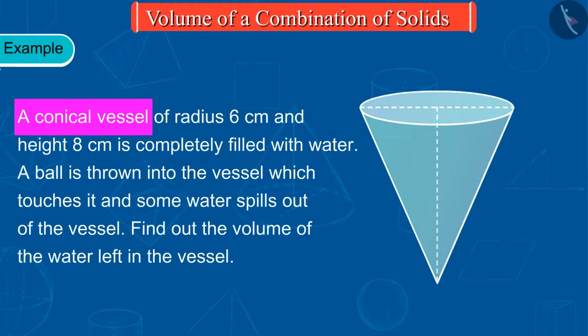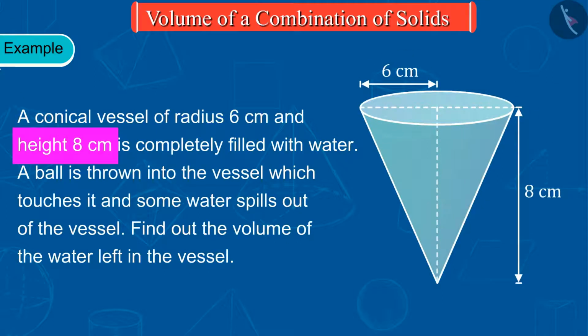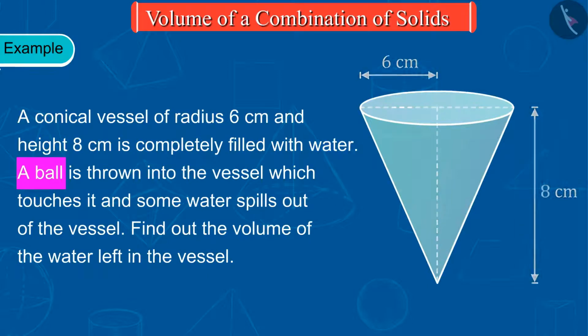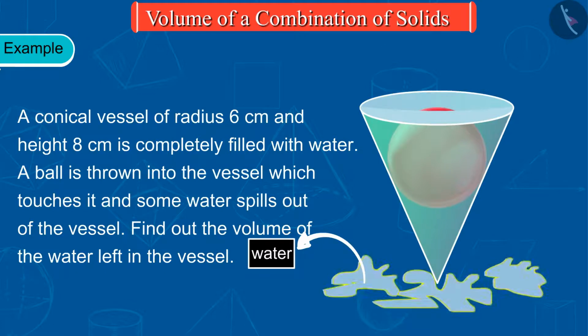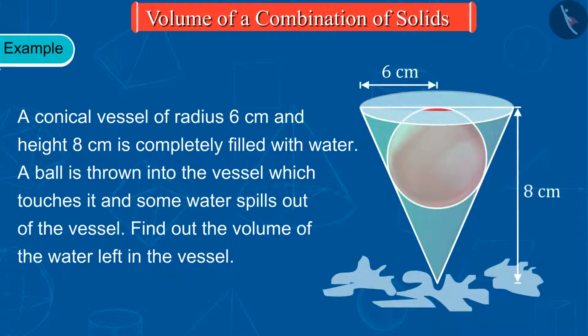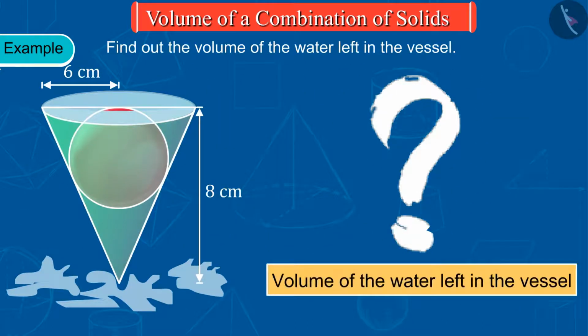A conical vessel of radius 6 centimeters and height 8 centimeters is completely filled with water. A ball is thrown into the vessel which touches it and some water spills out of the vessel. Find out the volume of the water left in the vessel. Can you tell how we can find out the volume of the water left in the vessel?